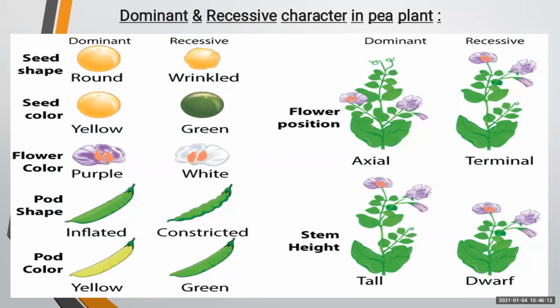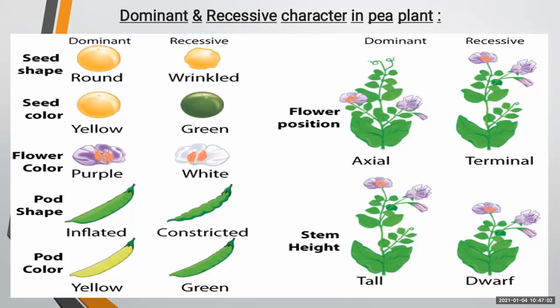Then dominant and recessive characters in the pea plant. So he studied all this and said that there are some dominant and recessive characters. The dominant characters are those characters which are expressed easily in the next generations, or you can say more frequently. So he studied the shape of the seed, that is the round shape of the seed of the pea plant. If round shape of seed is there, that is a dominant character, and if wrinkled seed is there, that is a recessive character. Yellow color of the seed is a dominant character, green color of the seed is a recessive character.